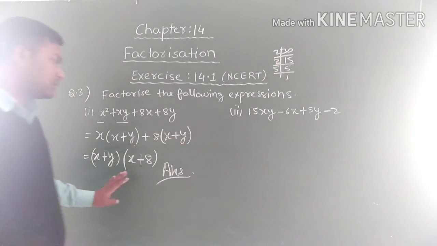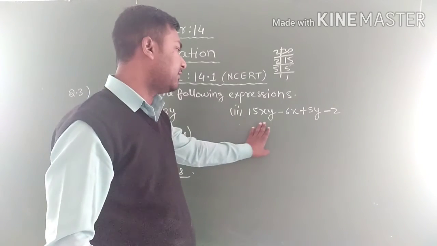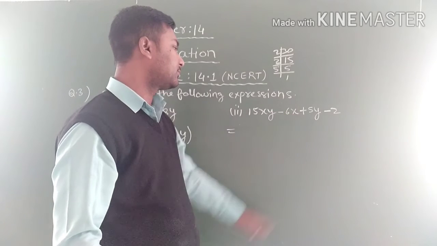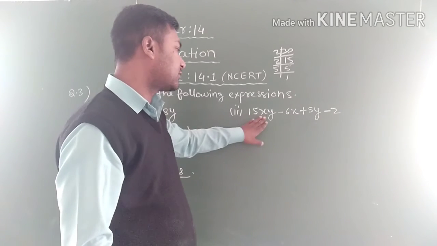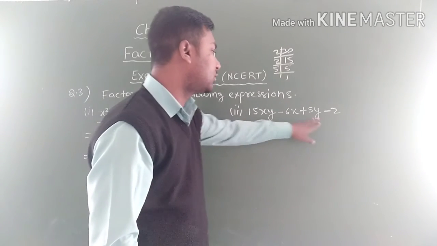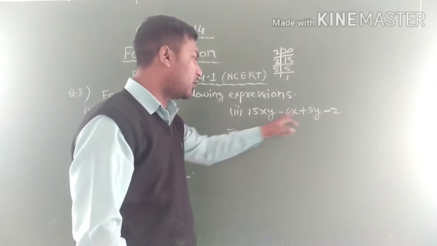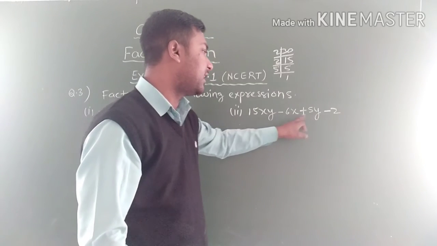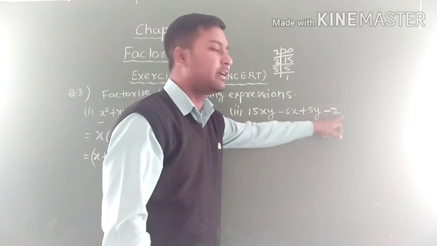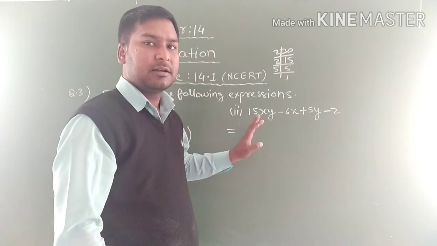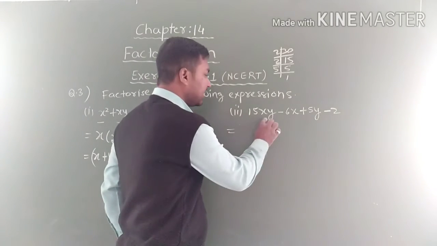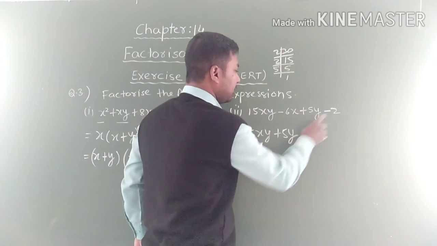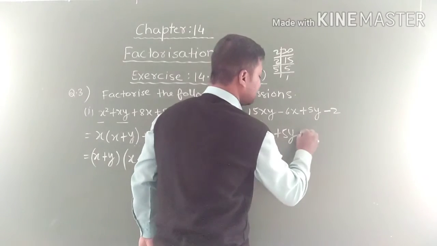Now this is the final answer. Similarly, question number second: 15xy minus 6x plus 5y minus 2. Again take common in the first two terms, 15xy and 5y. In these two terms you can take as a common because 5 is a common, 5 is a 15 and y is also common. Minus 6x and minus 2, in both two terms we can take as a common. So just write together: 15xy plus 5y minus 2 minus 6x. So this is minus 6x minus 2.